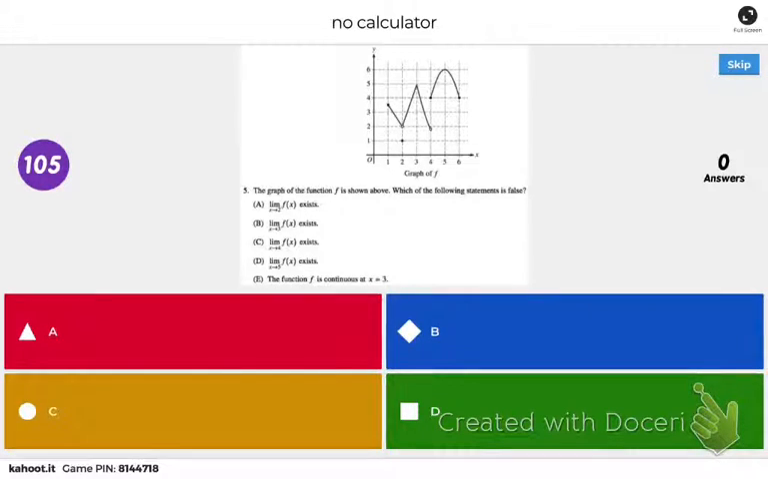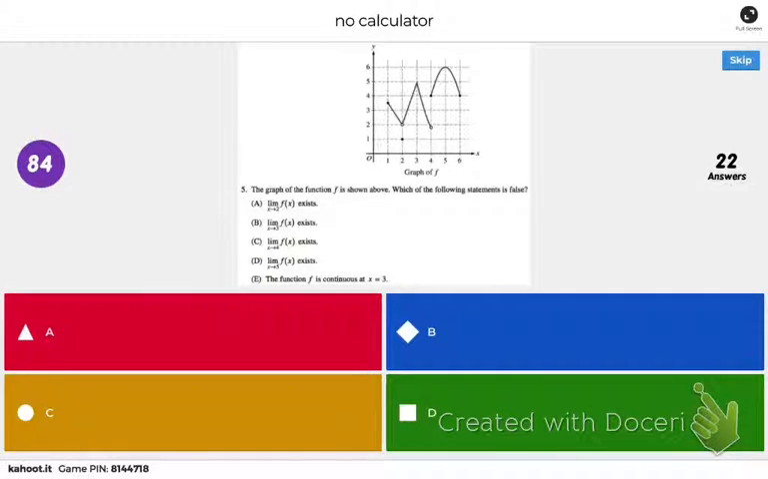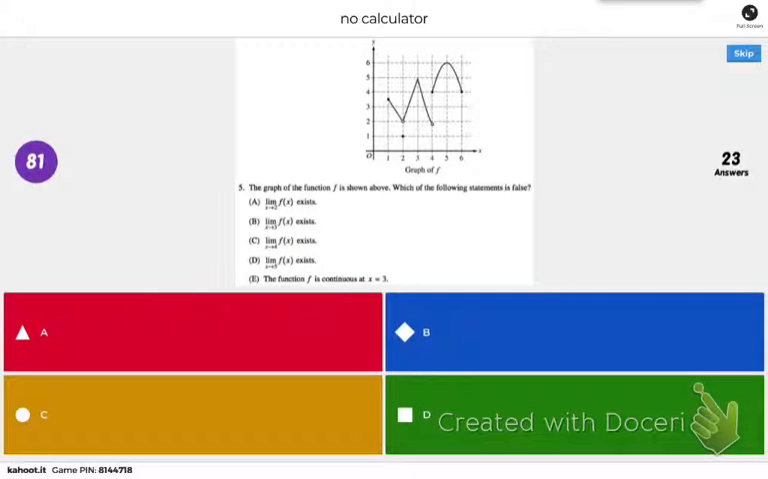Limit as x goes to 2 of f exists. Limit as x goes to 3 of f exists. Limit as x goes to 4 exists. Limit as x goes to 5 exists. Option E, the function f is continuous at 3. We're looking for the false statement. This definitely could be a question that they would be asked now.